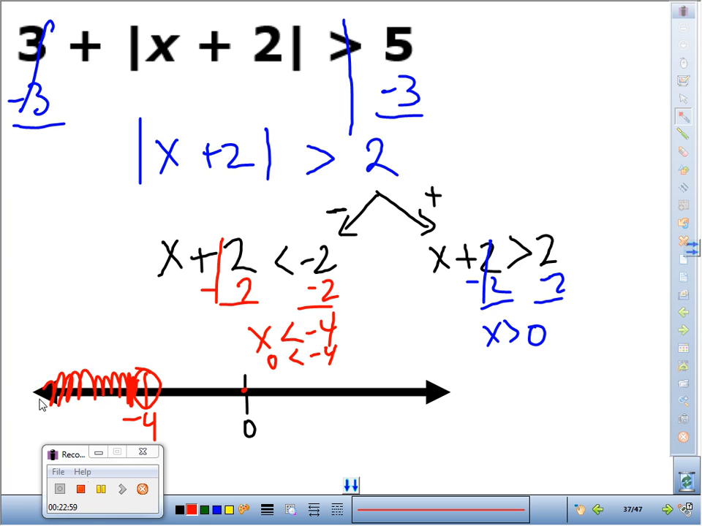Mr. Q, I still don't get why it's negative 4. Wait, what? Oh. Next, 0. I'm going to graph this one in blue. Don't worry, I already switched them.